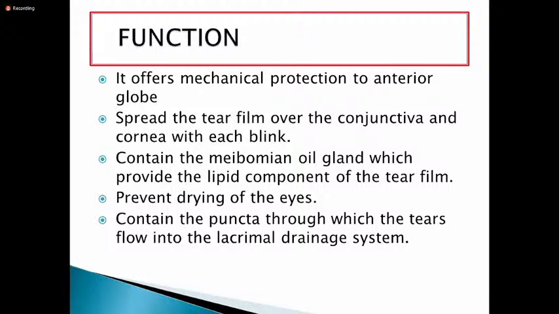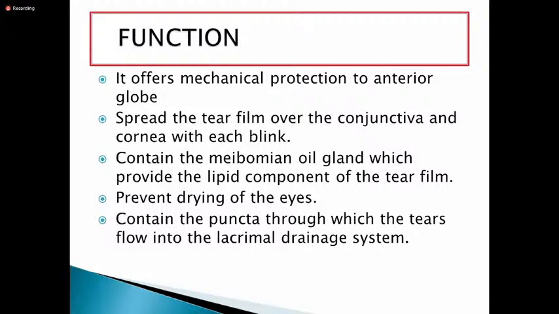Then the mucin layer is produced by the goblet cells. The watery layer is produced by the lacrimal gland. And then on top of it, to prevent evaporation, is an oil layer. And that oil layer is produced by the meibomian glands. And as I said, the meibomian glands are found in the eyelids, embedded into the tarsal plate itself.